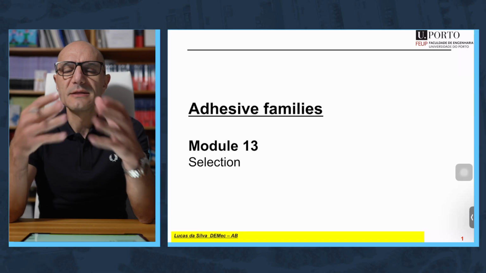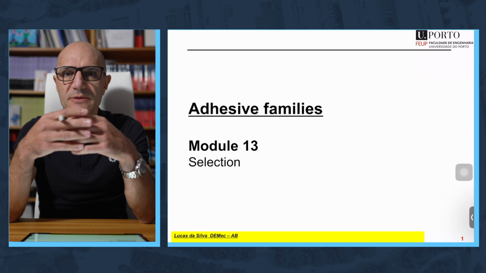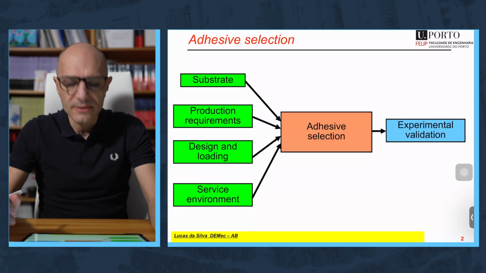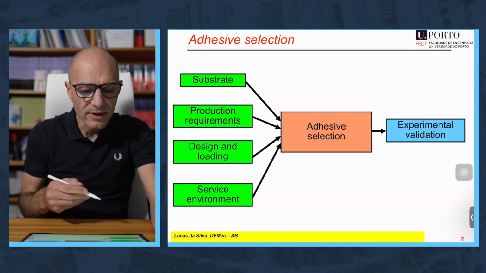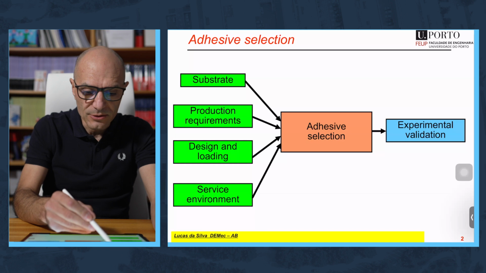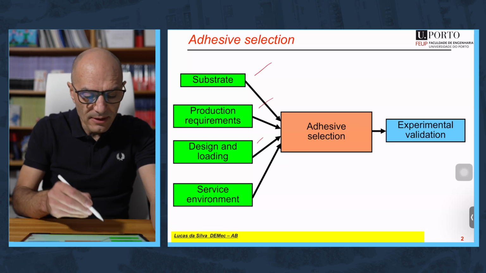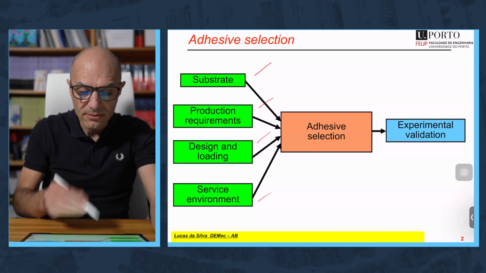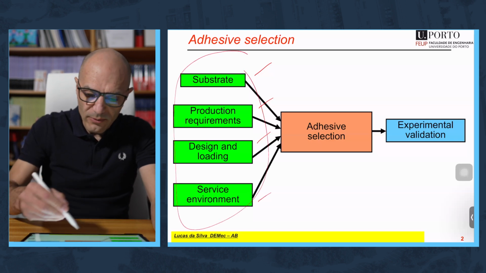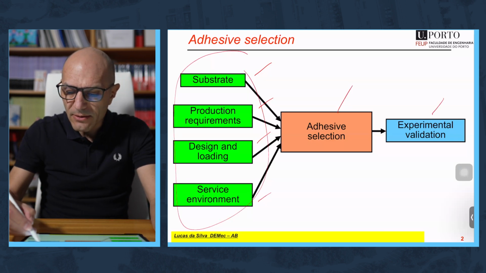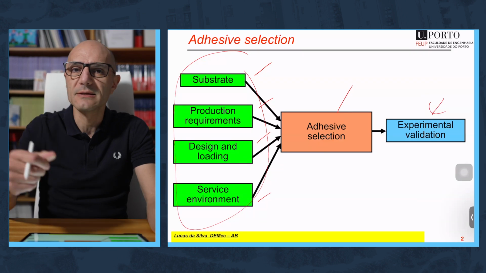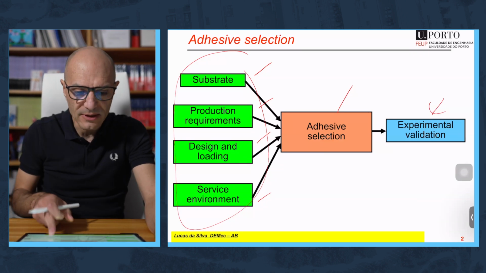So now we know the main adhesive families, structural, non-structural. It's time to select the adhesive. How do we select the adhesive? We have to take into account various factors: the substrate, the production requirements, design and loading, and service environment. With these four, we select the adhesive, and then we need to characterize the mechanical properties of the adhesive.